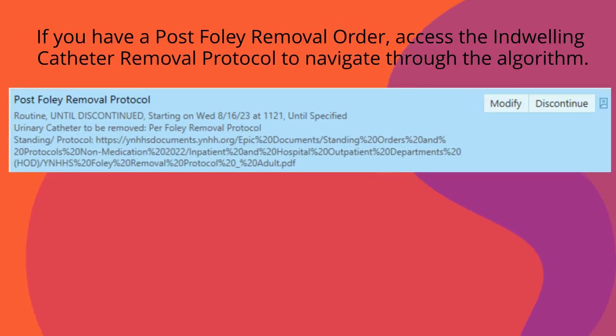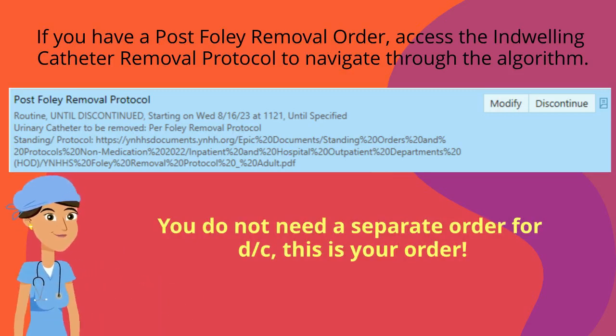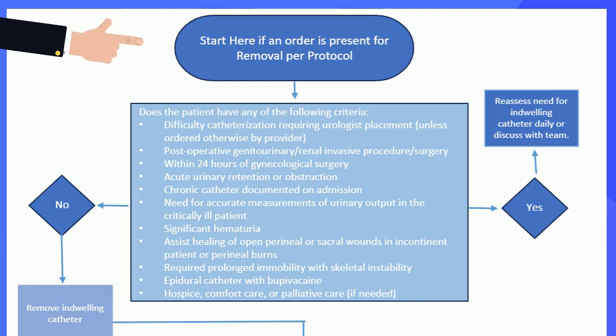So we're going to focus on the post-Foley removal protocol, which you'll find in your orders. This is your order to remove the Foley based on the catheter algorithm, which you can find under Tools, under Indwelling Catheter Removal Protocol, or you can also find it under your summary page in your Foley catheter bundle. Start here if an order is present for removal per protocol.